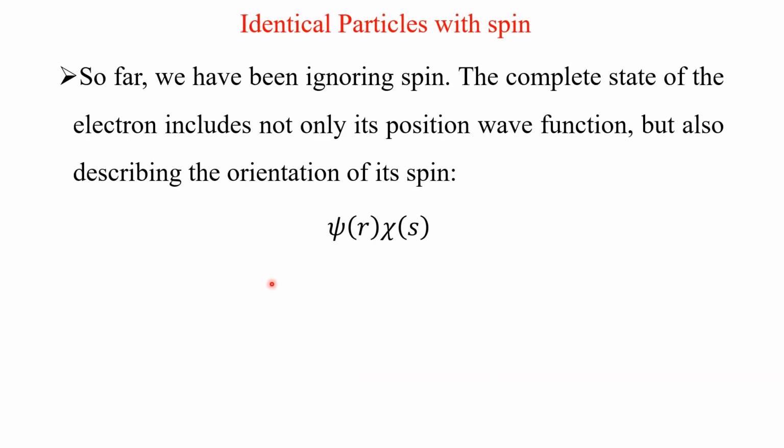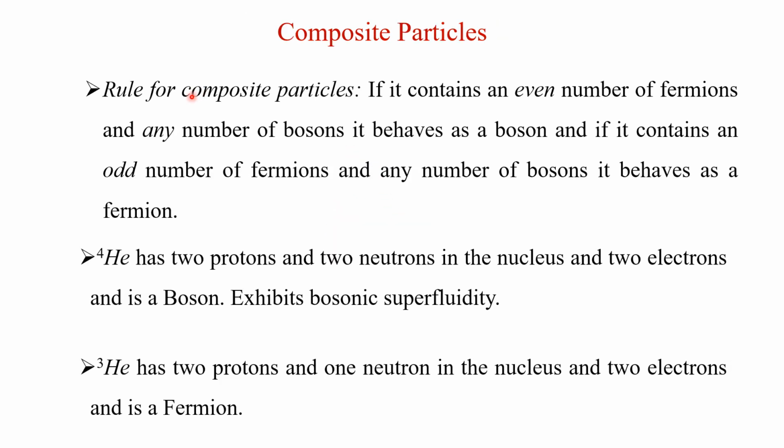Now, so far we have ignored the spin of the particle. If you include the spin, then what will happen? See, we can separate the wave function into two parts. Psi of r, chi of s, where psi is the radial part of the wave function and chi is the spin part of the wave function. Now we will see about the system including the spin. Before going into the detail, we will see the spin of the composite particle.